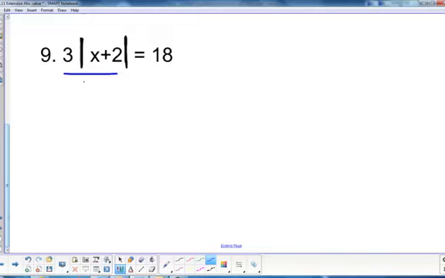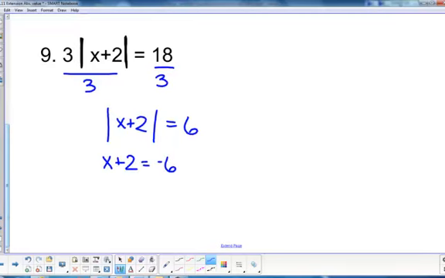This time, we're going to divide by 3 to isolate that absolute value. X plus 2 is 6, again. And then we're going to make it the positive and the negative, because the absolute value of x plus 2 could equal negative 6. And it could also equal 6, because that's what's in the absolute value.